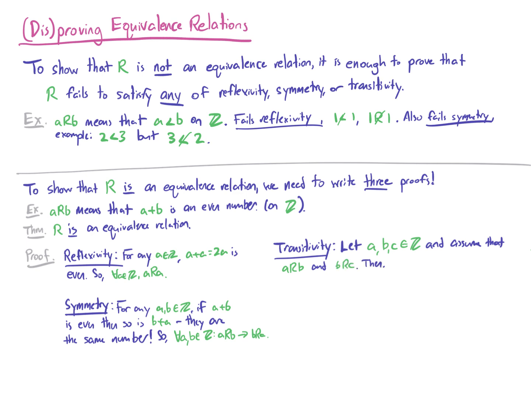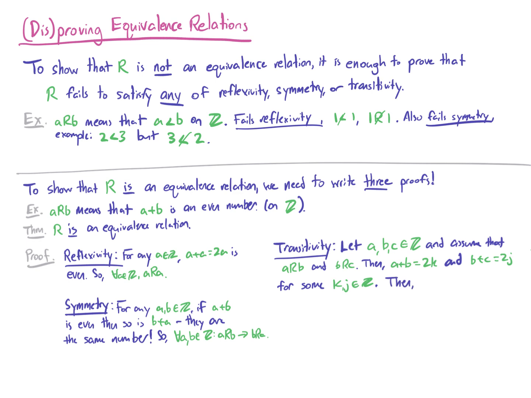Then, now I'm going to use the definitions of my relation here. I know that a plus b must be an even number, so that means it's equal to 2k, and b plus c is also an even number, so it's equal to 2j for some choice of k and j in the integers. I don't know what the k and j are, but I don't have to.